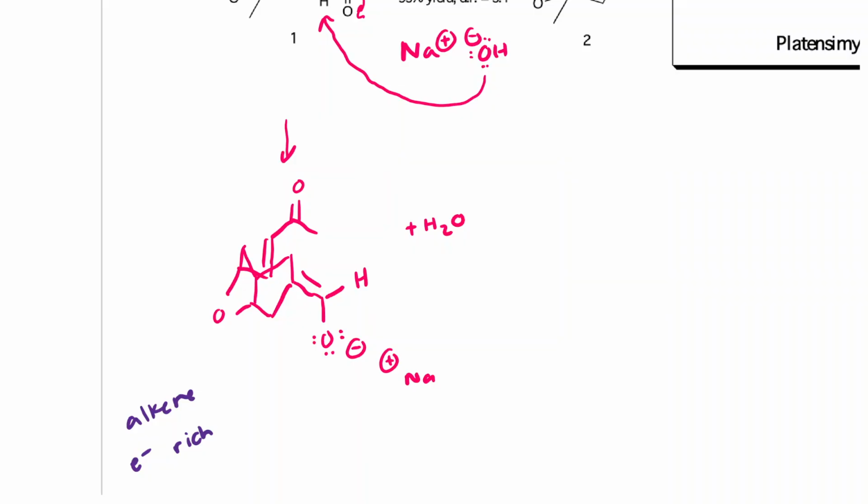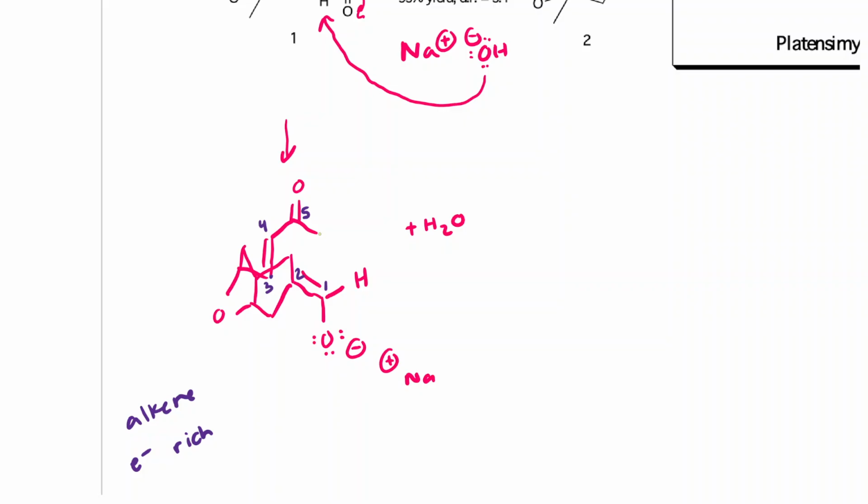So we know that this is a Robinson annulation, so we would want to attack somewhere that gives us a 1,5 dicarbonyl. So we can do that by counting. We have 1, 2, this center carbon here as 3, 4, 5. We could also explore other places. Maybe we could have attacked maybe here.